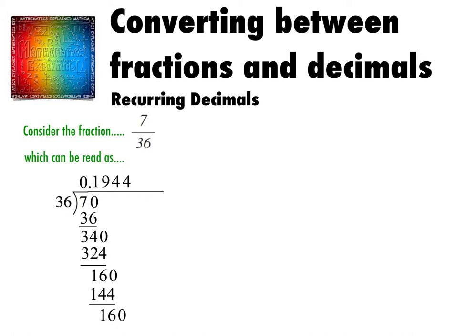And so I can see that that's just going to loop now. That's just going to repeat. And I'll just keep putting 4s on the end. So we've now shown that that's going to be 0.194 recurring, where the 4 is the recurring digit.